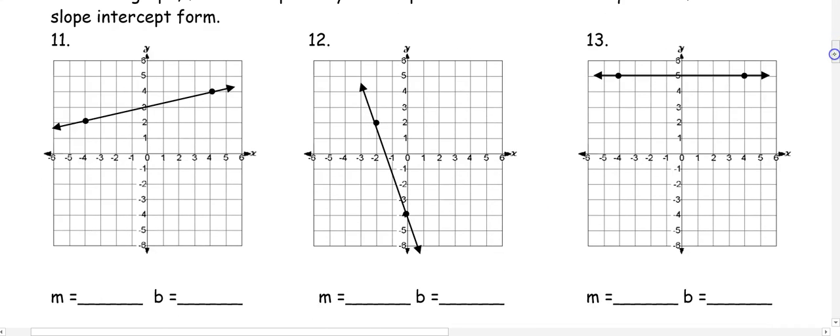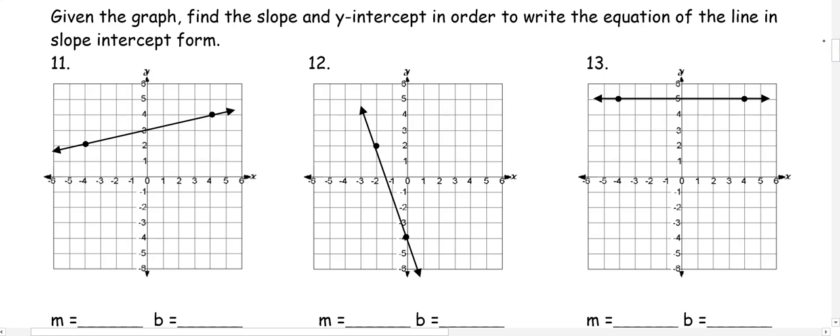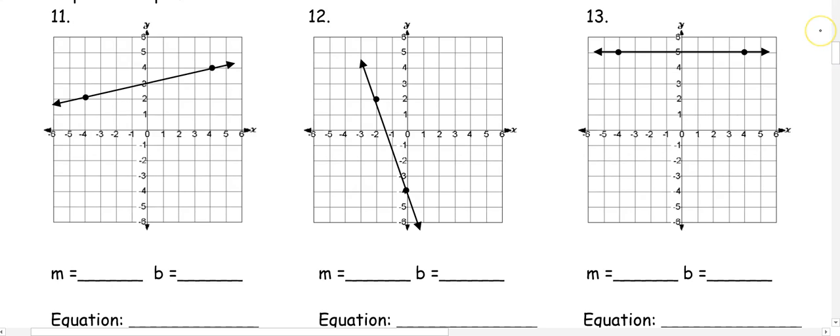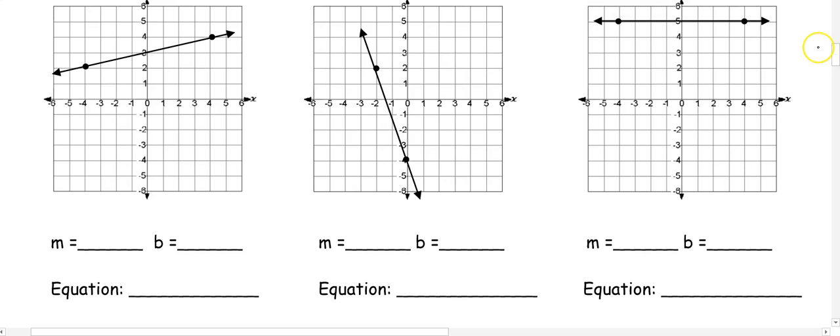So given the graph, find the slope, the y-intercept, and write the equation of the line in slope-intercept form. So in number 11, our slope is going to be positive because the line is rising. So when I look at my slope, I want to figure out how much should I go up, and then how much should I go over. So I went up 2, and I went over 8. So my slope would be 2 over 8, which reduces to 1/4.